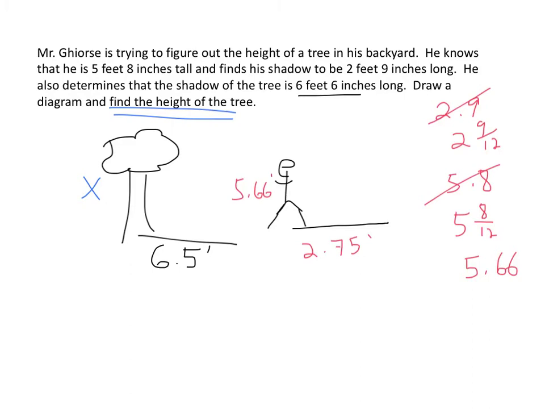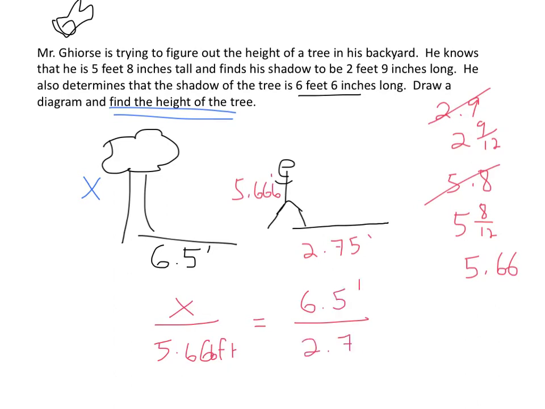So now we really just have two triangles. We know that the sun is shining and it's roughly going to hit the tree and us at the same angle. So we would have angle-angle similarity here. So then we can just make a proportion. We can say the height of the tree to the height of Mr. G is going to be the same as the shadow of the tree to the shadow of Mr. G.